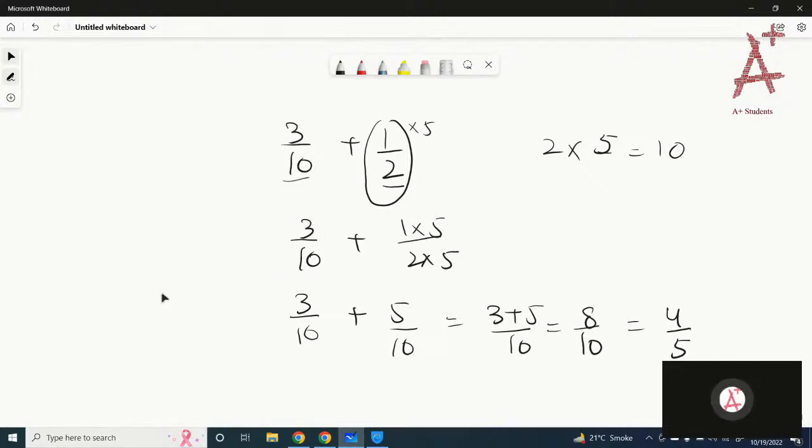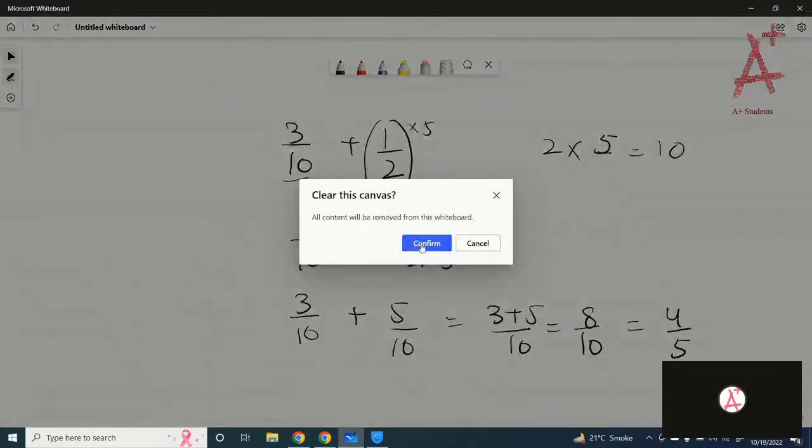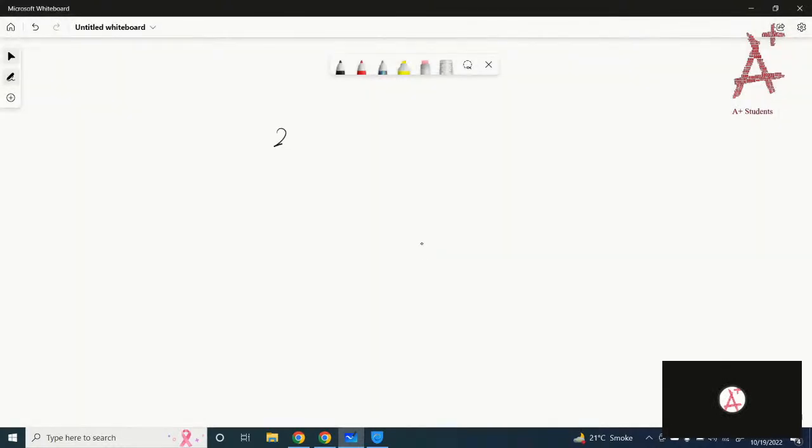Okay, the next one is 2 by 5 subtract 1 by 5. So they have like denominators. You simply need to subtract their numerators. So you need to do 2 subtract 1. 2 subtract 1 is 1 and it would be 1 over 5. Got it?